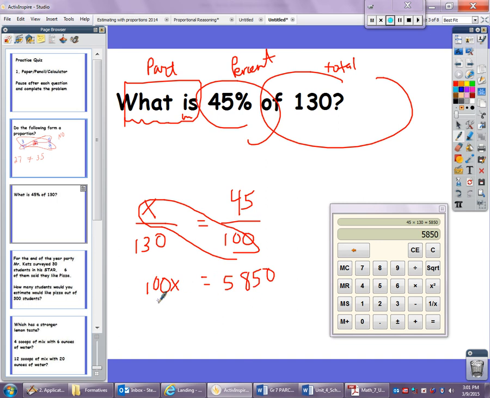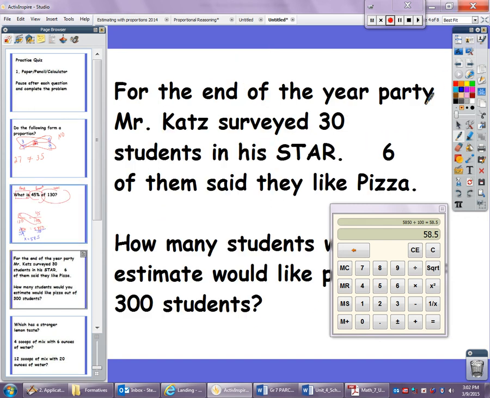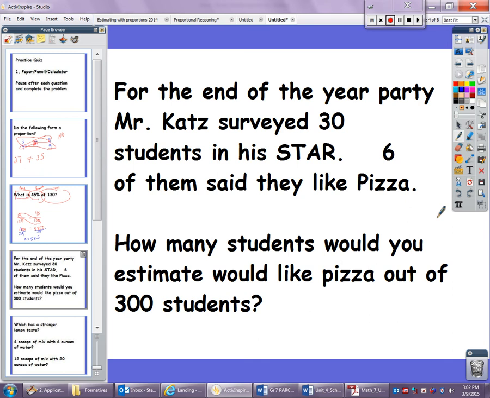So the two cross products are equal, and then I just have to solve for x. Since x is multiplied by 100, I'm going to divide both sides by 100, so I'm left with x equals. And when you divide this number by 100, you get 58.50, or 58 and a half, or 58 and 5/10. So that means for 45% of 130, the part would be almost 59 out of 130. And our answer is right here. Go ahead, here's the next one. I'll read it to you, and then you can pause when I'm done.